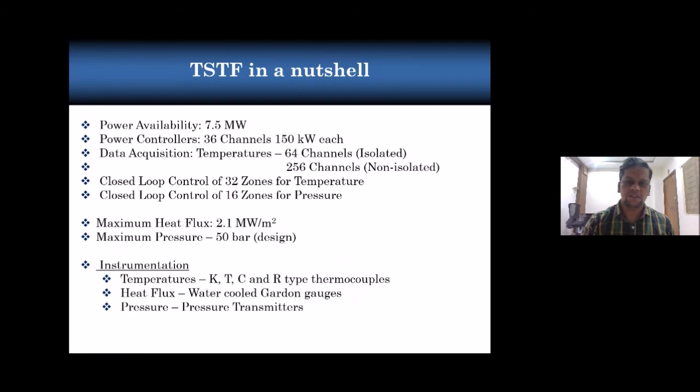Then the maximum pressure in one case of the chamber is designed for 50 bar, but we have tested up to 20 bar. So these are the various types of instrumentation we use.